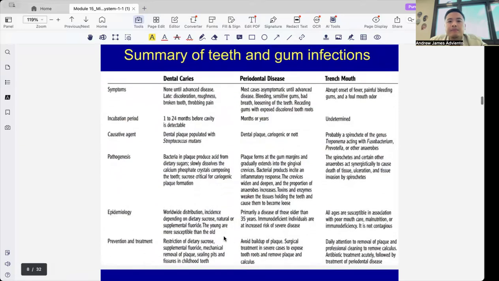Okay, so summary of teeth and gum infections. So this table compares dental caries, periodontal disease, and trench mouth. Notice the differences in symptoms, causes, and prevention. So this helps us understand how each condition progresses and how they can also be managed.